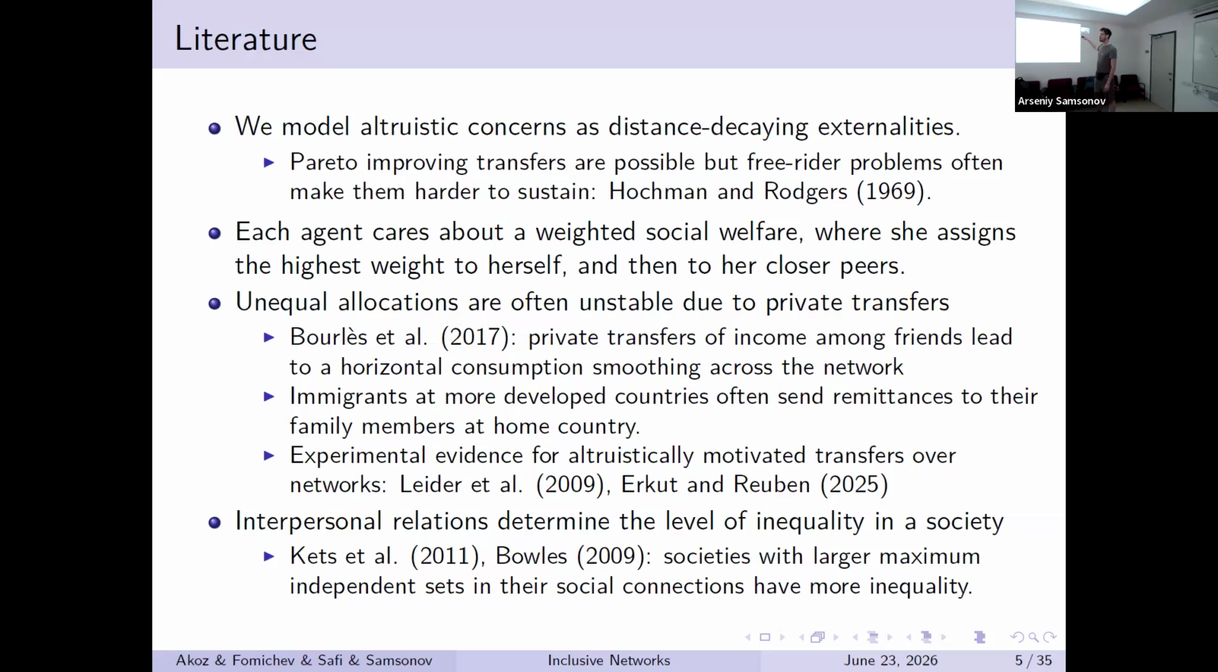Someone already came up with a similar setting, but for just two agents in the 60s. So they showed that there can be a Pareto improvement if we give money from one person to another when there is altruism. Surprise, surprise.